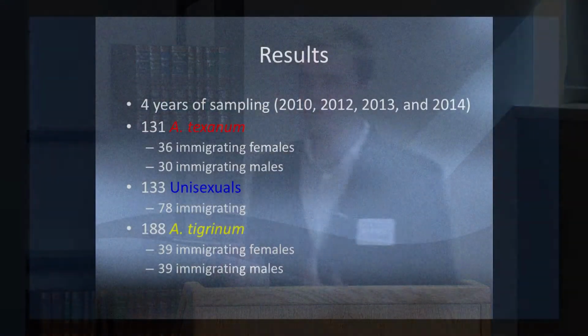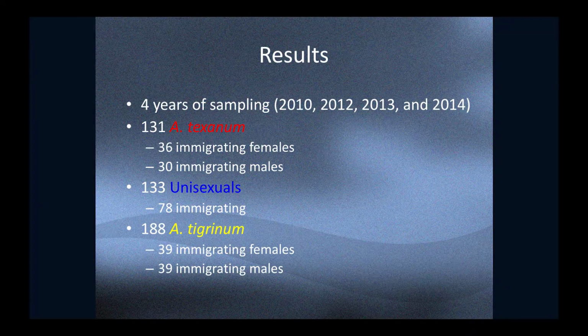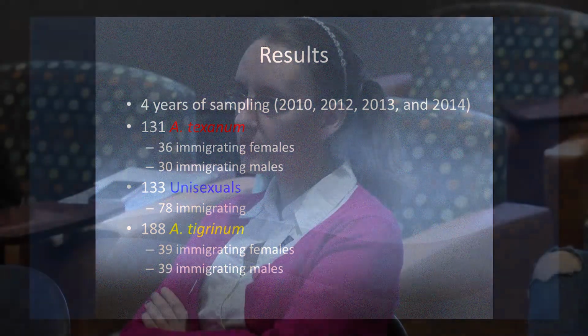So after 4 years of sampling, we collected 131 Texanum salamanders, and 36 of those were immigrating females, and then 30 were males. We collected 133 unisexuals, so we caught quite a few immigrating ones. And the tiger salamanders, we caught 39 males and females. So just to give you an idea of the sample sizes, which impacts the statistics, as I'll talk about later.